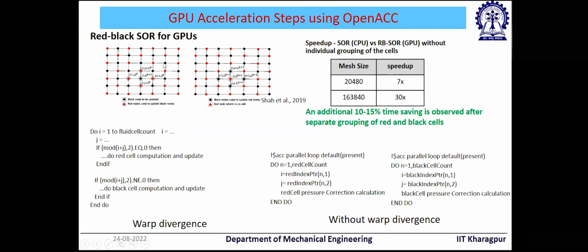Then we use the red-black SOR method. So the basic idea is that some points are grouped as red and some points are black, and we run two different loops for the iteration of the matrix solver. If we use an if-else method for red-black, it encounters warp divergence, so we group red points and black points separately, and we got an additional 10-15% time saving. And for smaller problems, the red-black solver also gives 30x plus performance.